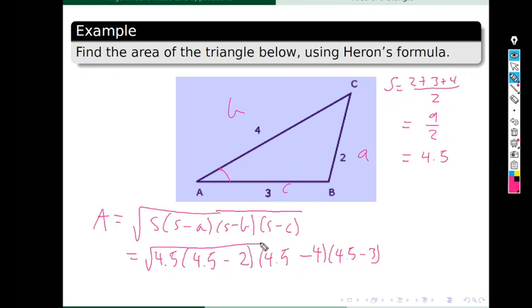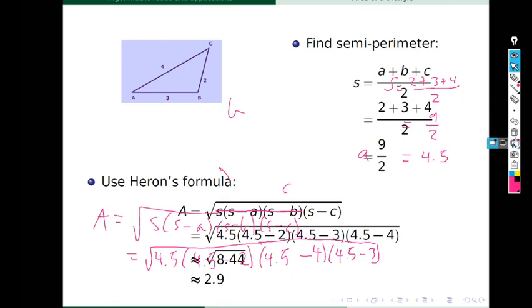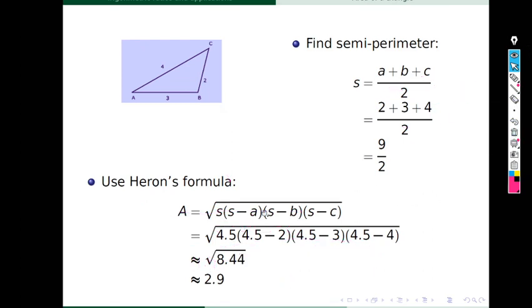And now it's just a matter of putting that in your calculator and getting the answer. If you were to do that, you would get something that looks like that. You would get roughly 2.9. And it's as simple as that.